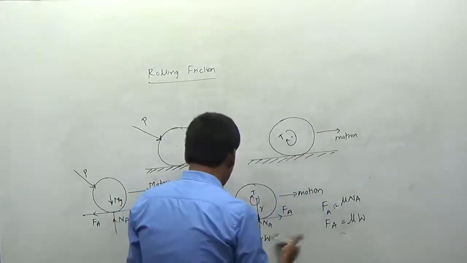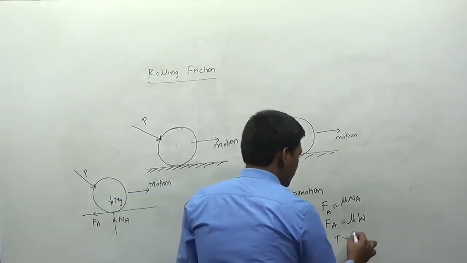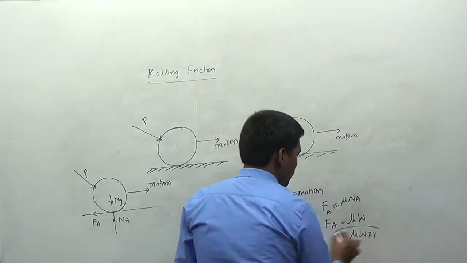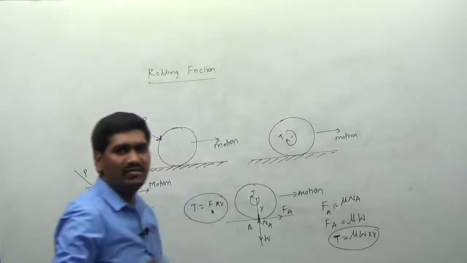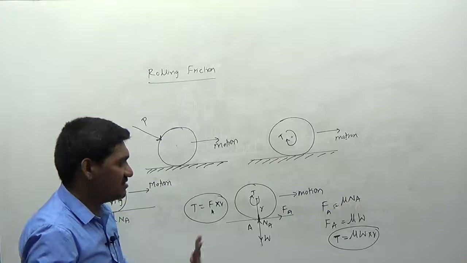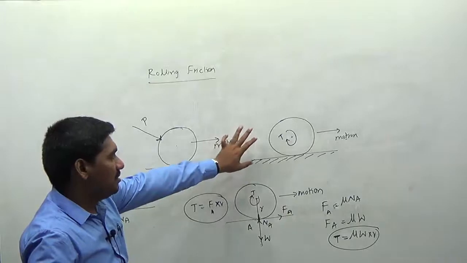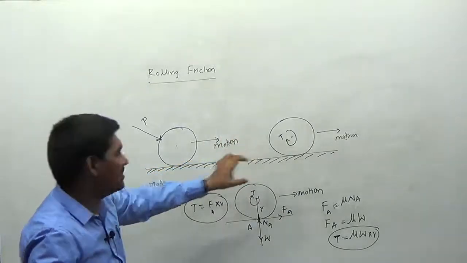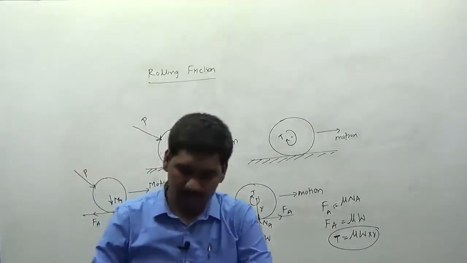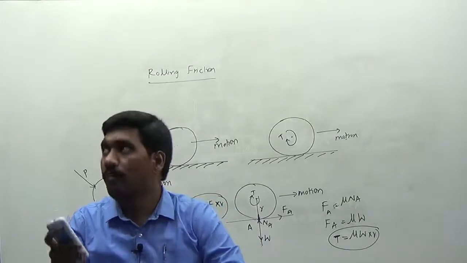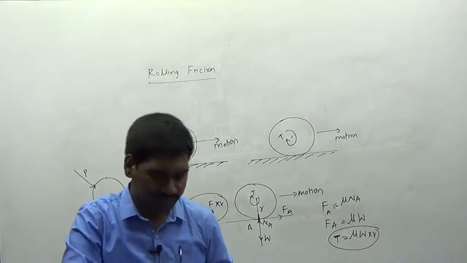And I can write the torque is always equal to FA into R. So T is always equal to FA, which is nothing but mu into W into R. This is the torque required. This is the torque required to rotate the wheel, which has some friction at the contact surface here. This is a very important step. And this is the concept regarding the friction present between rolling bodies and the horizontal surface here. Okay, so please note down this one.